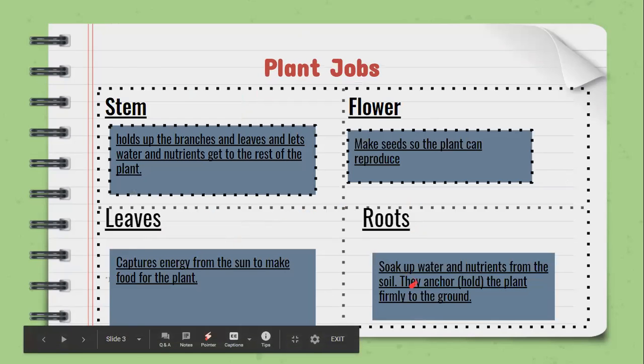The roots soak up water and nutrients from the soil. They anchor the plant firmly to the ground. That means they soak up the water and nutrients from the soil, and they hold the plant firmly to the ground.